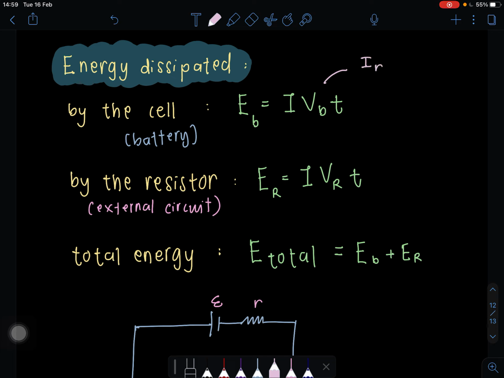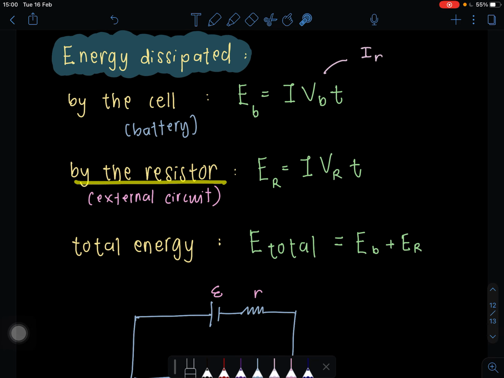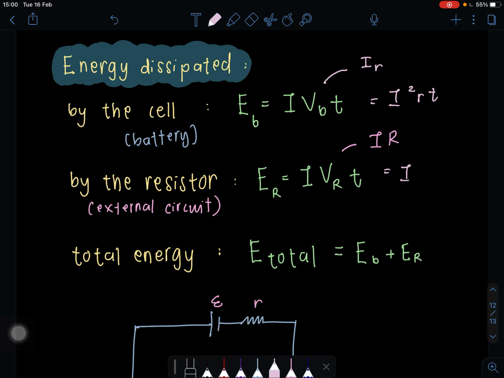And then here, if we want to calculate the energy dissipated by the resistor or by the external circuit or by the electrical device, so here is the electrical device. It will be equal to I times the voltage loss in the circuit, which is equal to I times R times T. Okay, so for both of them we will get I square RT. Here will be I square RT.